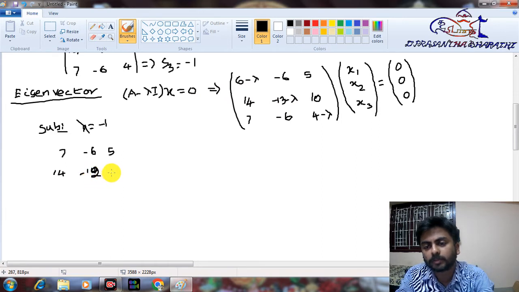-12, and here also, okay, it is 10. Here it is again 7, and then -6, and then 4 minus -1 will be 5. It will be 5 into x1, x2, and x3.